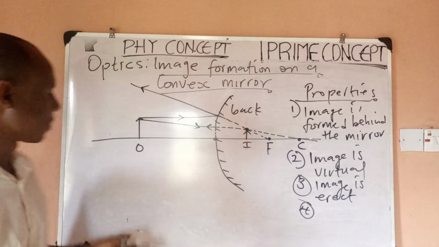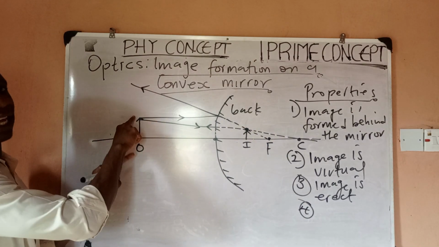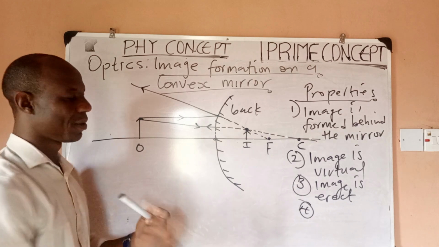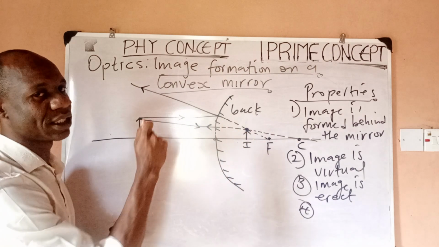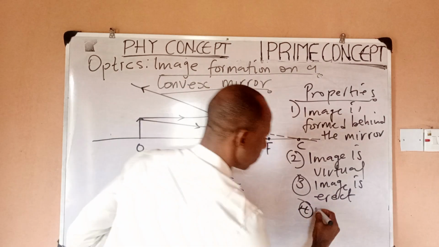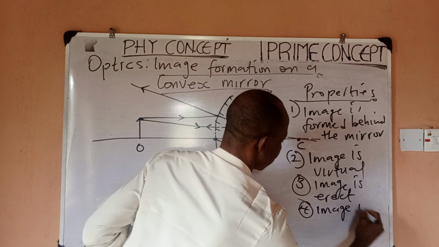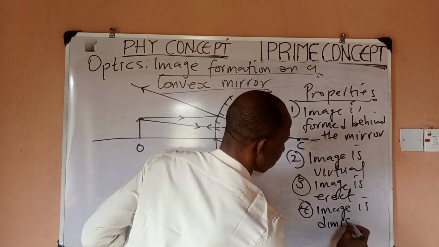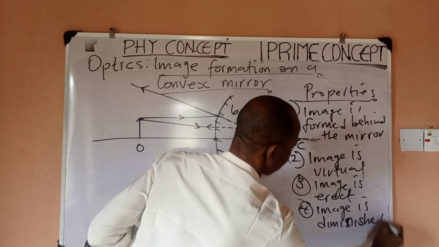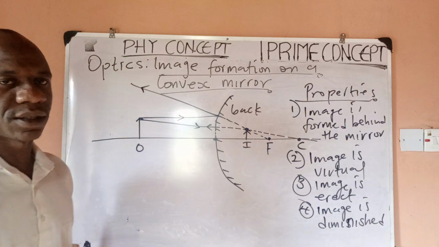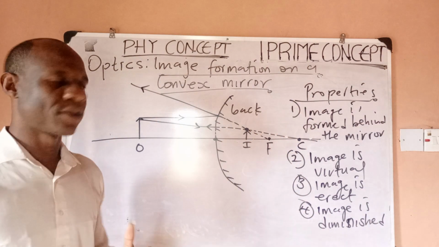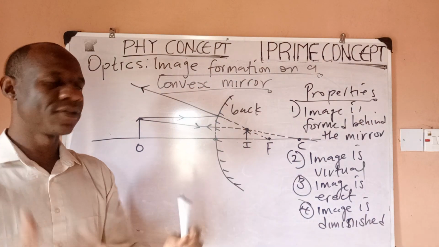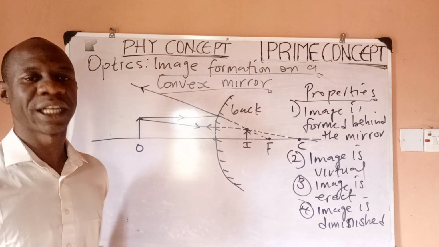Now number four, this is my object. Consider the size of this object relative to the size of this image. You can simply tell that the image is diminished, or the image is smaller. So image is diminished, right? So these are the concepts you can actually get from a convex mirror. These are the properties. I believe that this concept is really very clear to you.